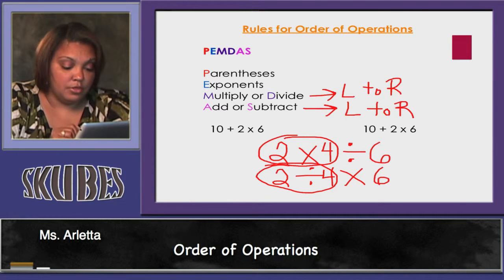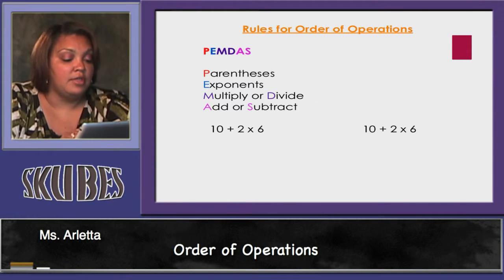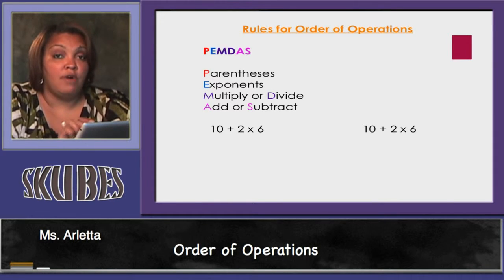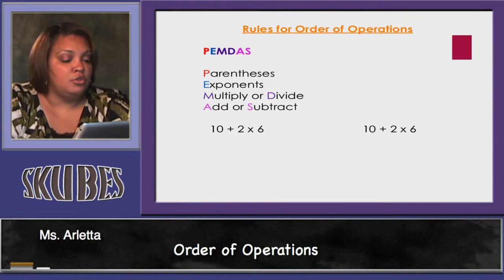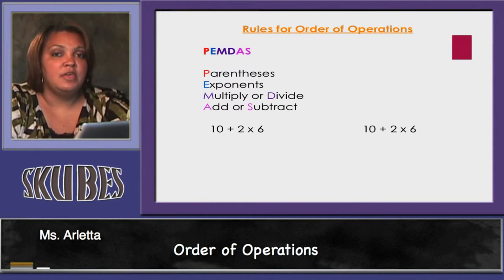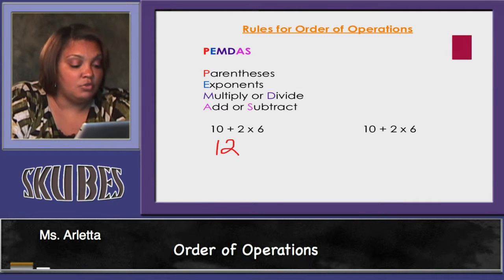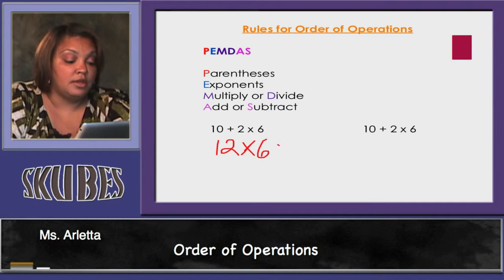Let's start with these two problems that I have down at the bottom. I wrote the exact same problem just to let you know that if you do not use the order of operations, it will not be the right answer. If you saw this problem and you didn't know anything about the order of operations, basically you would just say 10 plus 2 is 12, and you would take that 12 and multiply it by 6. Well, we all know that 12 times 6 is equal to 72.